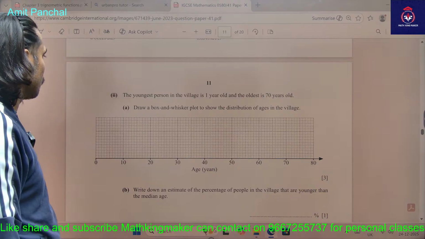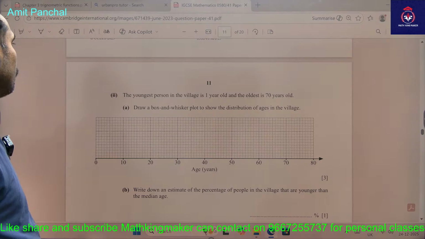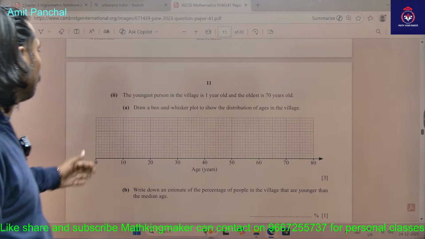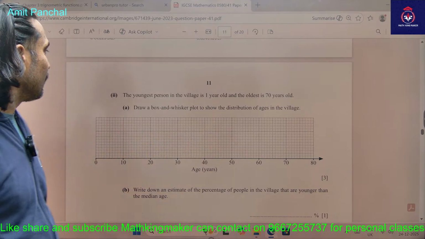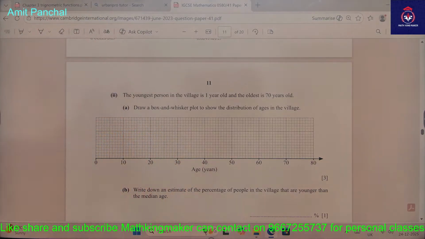5A2. Yeah, this one. The youngest person in the village is 1 year old and the oldest is 70 years old. Draw a box and whisker plot. I have never heard of this before. What is a box and whisker plot? You just need to draw the graph. What kind of graph? Just a moment.